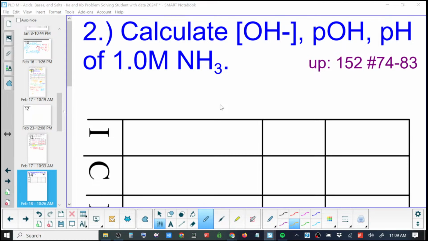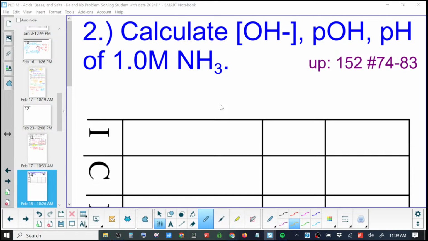I might quibble about a decimal place, but 2.37, 11.63. Yeah, you're really good. This is right? That's Kb. This line you got, right? Kb, so do you know how 1 times 10 to the negative 14 is equal to Ka times Kb? Divide both sides by Ka, you get 1 times 10 to the negative 14 over Ka is equal to Kb.